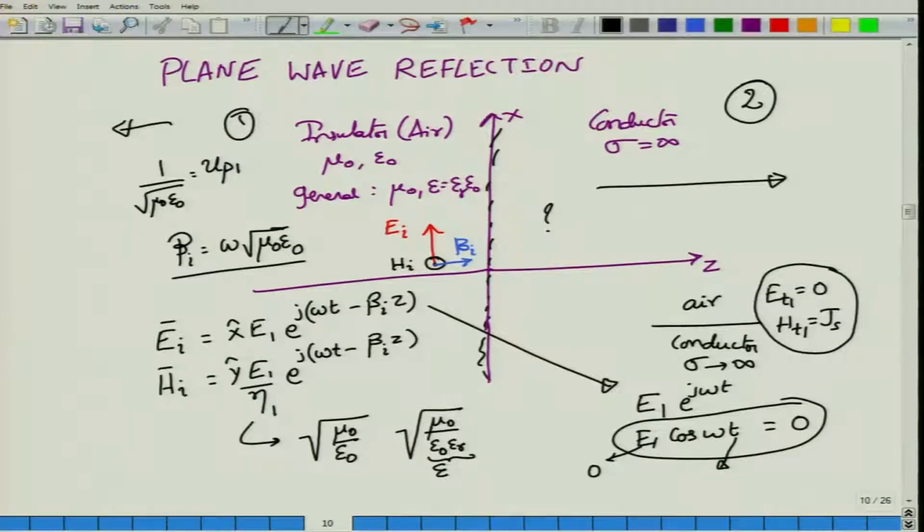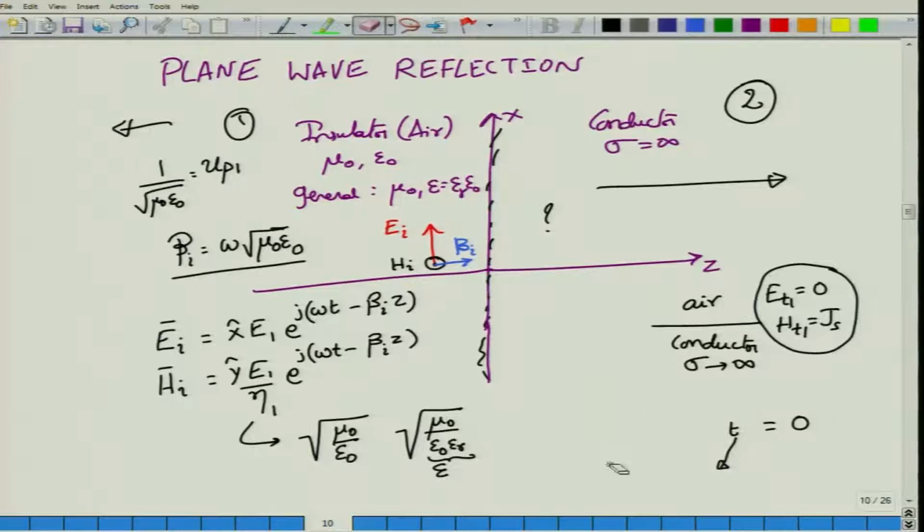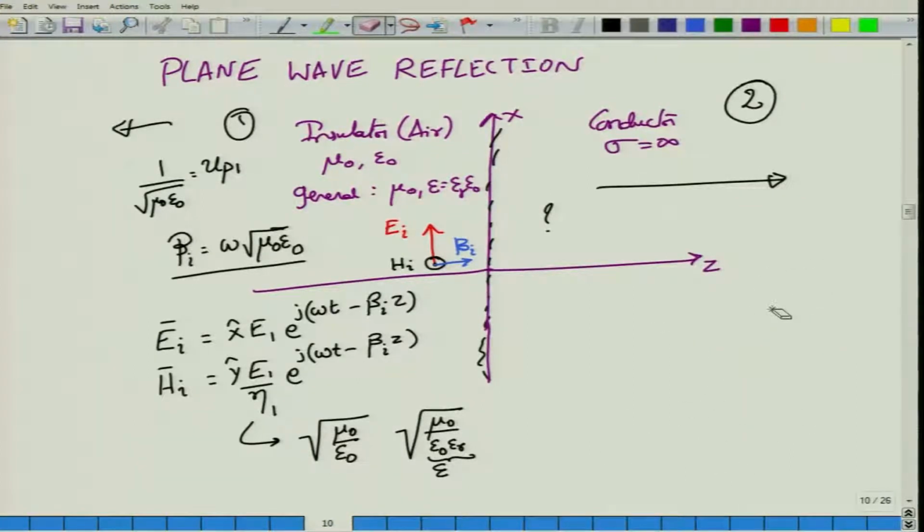So, with only incident waves you do not satisfy the boundary conditions. What should happen then if you want to satisfy the boundary condition? Well, you will have to have a reflected wave at this point.